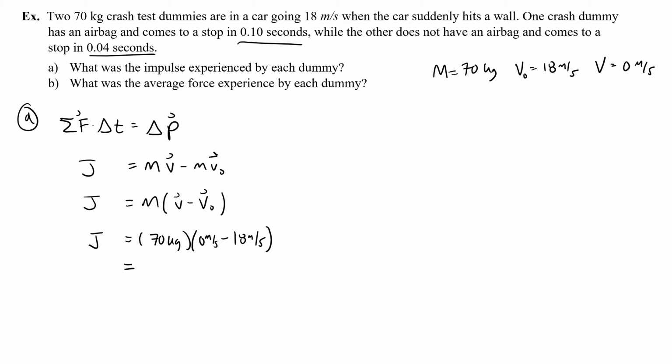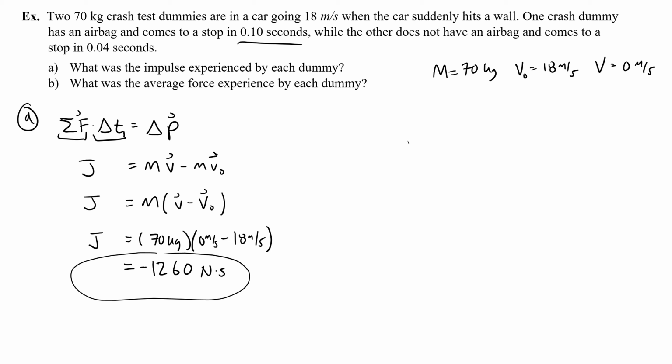That's going to give me a negative impulse, which is fine, because if I think about the dummies hitting the airbag, there would be a force acting backwards on them, so I should get a negative impulse. So negative 70 times 18 is negative 1,260 kilogram meters per second. Only for us, it would be more appropriate to use newtons times seconds, Newton seconds, for the impulse, or change in momentum of each dummy. So boom, we found it. That's the change in momentum, and therefore the impulse experienced by each dummy.